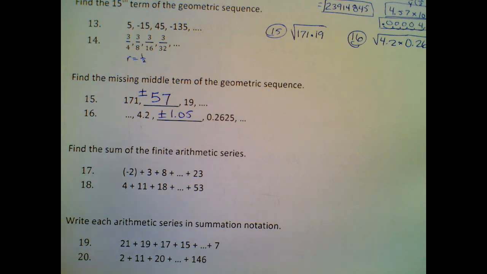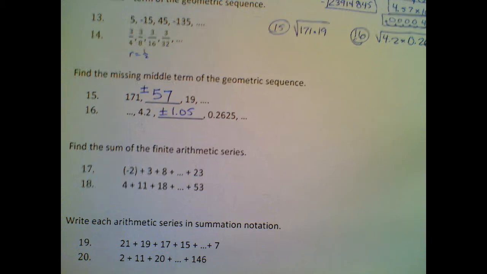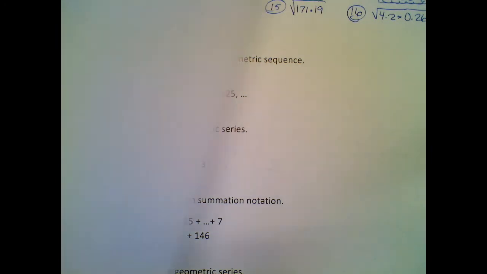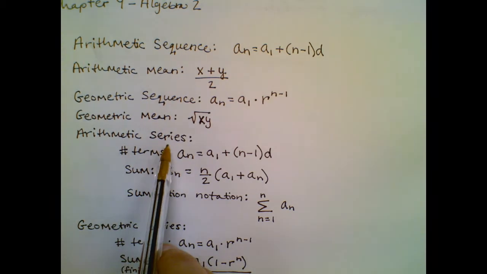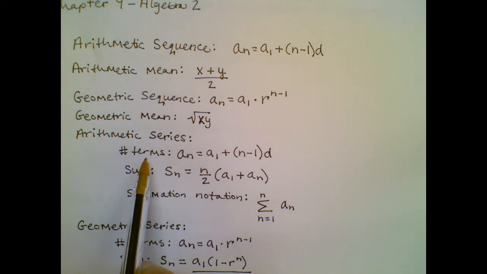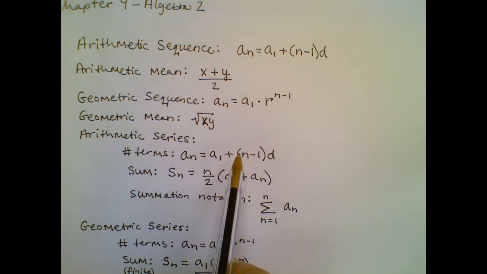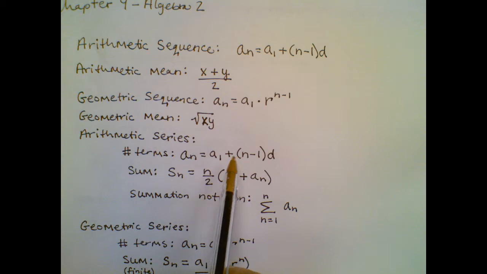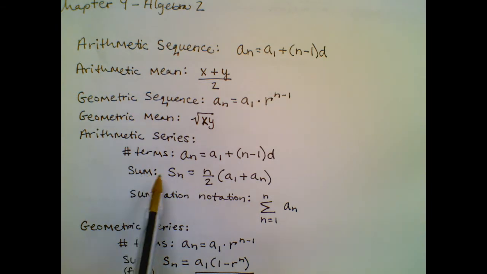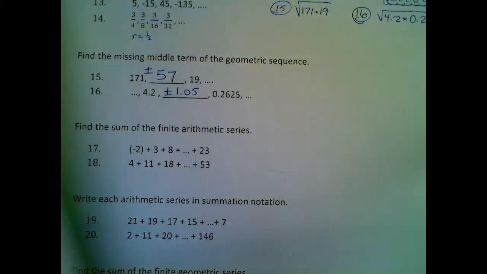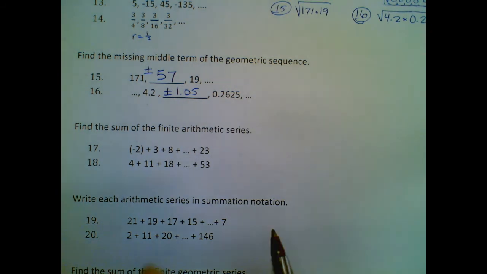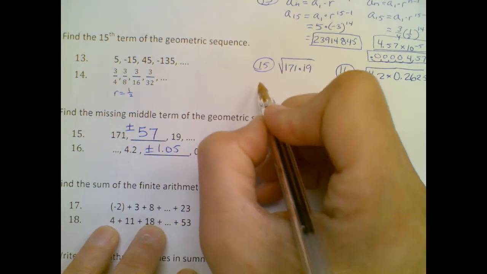Alrighty, the next problem, it wants to know, find the sum of the finite arithmetic series. So for this one, we're going under here, under the arithmetic series. If we know the number of terms, we can skip this first equation. If we don't, we need this first equation. And then we're going to use the second equation to find the sum. Okay, so for number 17, I don't know how many total terms there are, so I'm going to use that first equation to figure that out.